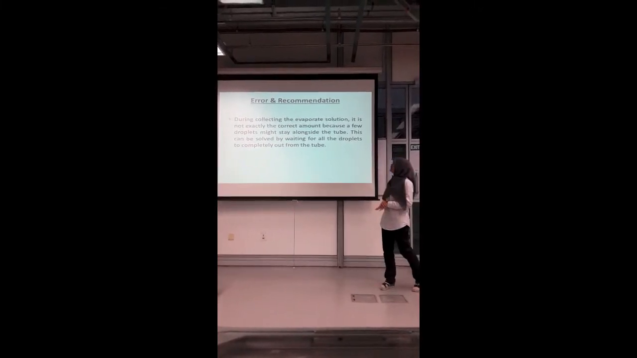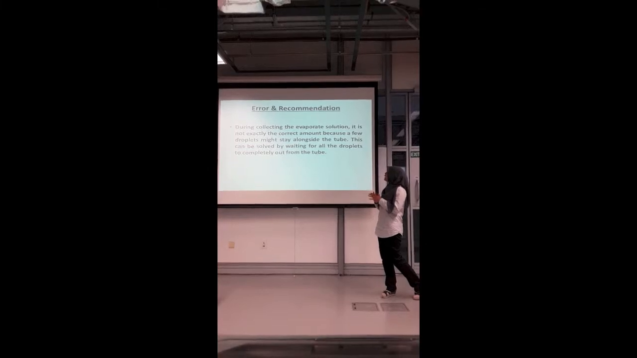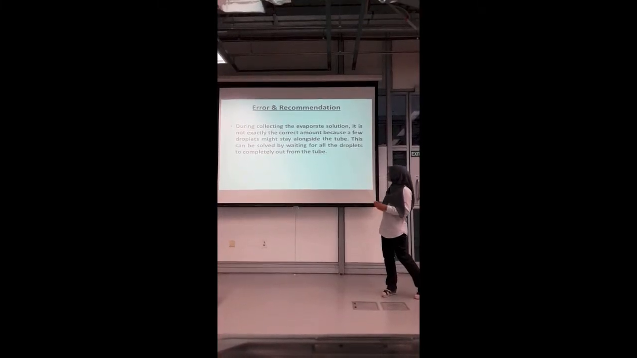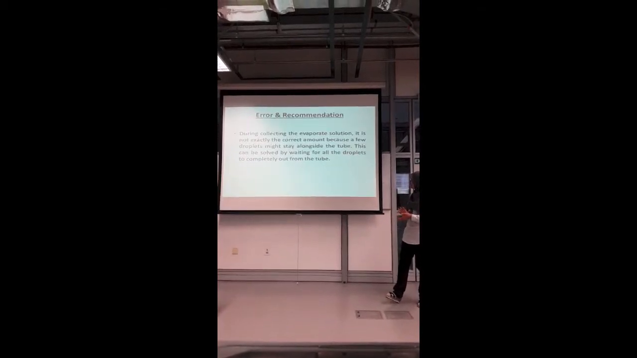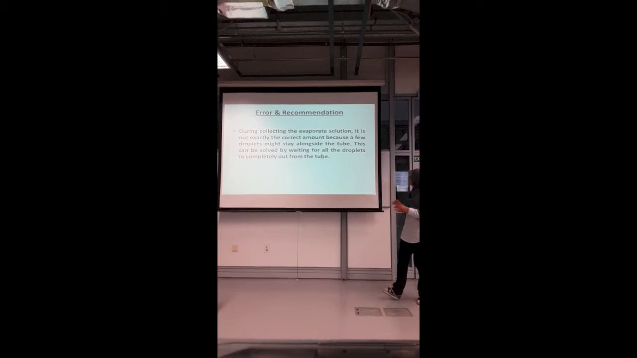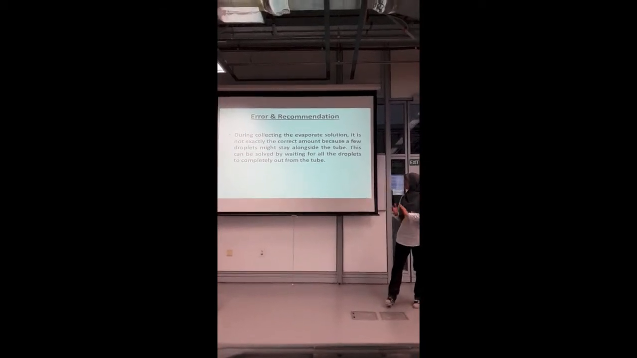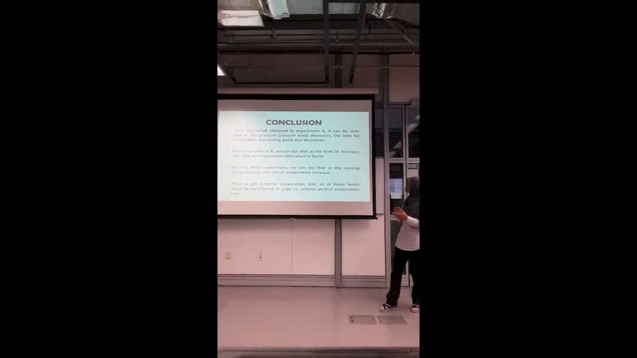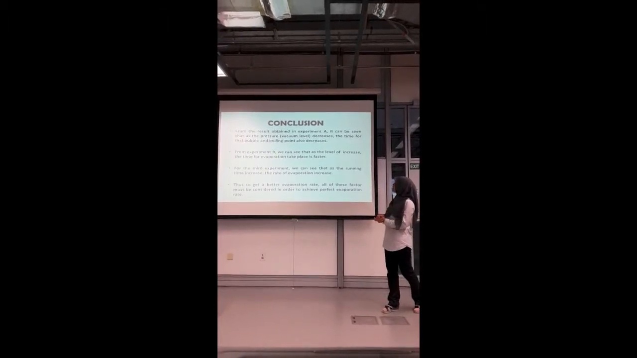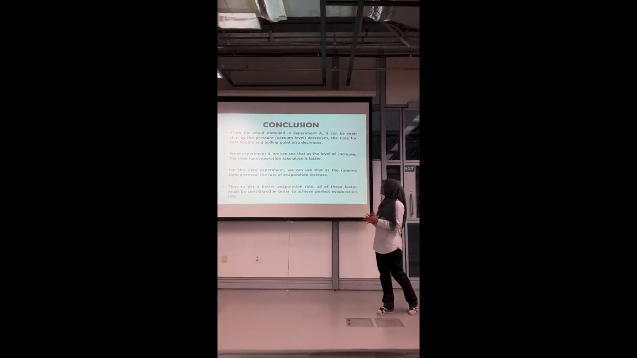Error and recommendation: during collecting, the evaporated solution is not exactly the correct amount because a few droplets might stay outside the tube. This can be solved by waiting for all the droplets to completely come out from the tube. As a conclusion, from the result obtained in experiment A, it can be seen that as the pressure decreases, the time for first bubble and boiling point also decreases.